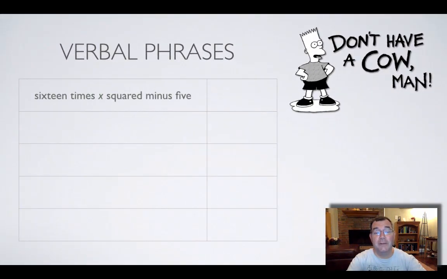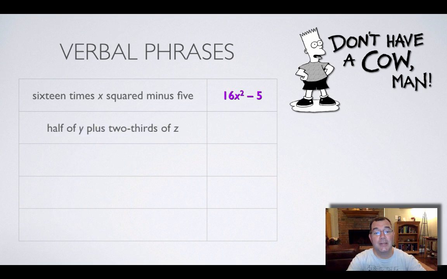So converting verbal phrases to algebraic expressions is a skill that we need to have in Algebra 1. So if something reads 16 times x squared minus 5, I need to be able to convert that to algebraic notation. So I would have to write that as 16x squared minus 5. Similarly, if I was asked for half of y plus 2/3 of z, I'd have to be able to write that as 1/2 y plus 2/3 z.